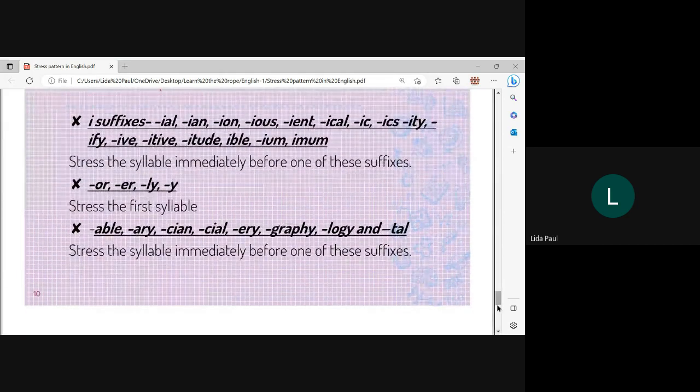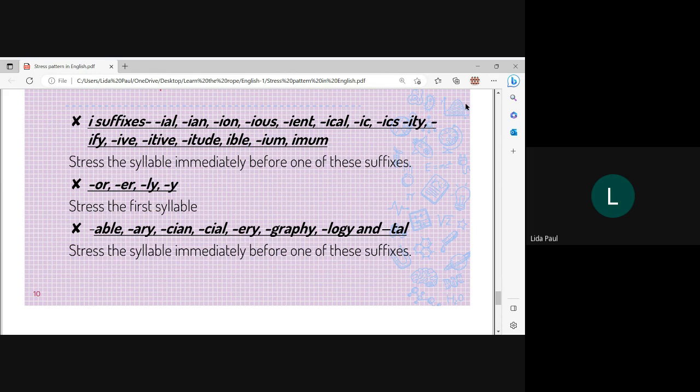Now the last part is on the suffixes. Let's look at the I suffixes. I will also include the Y suffixes with it. In the case of I suffixes, basically they begin with I: IAL, IAN, ION, IOUS, IENT, ICAL, IC, ICS, ITY, IFY. You can call them ee-al, ee-an, shun, shus, shent, and all that, but just to give you a description. All of these I suffixes are going to take the stress if you find them in any derived word from a noun or a verb or an adjective.